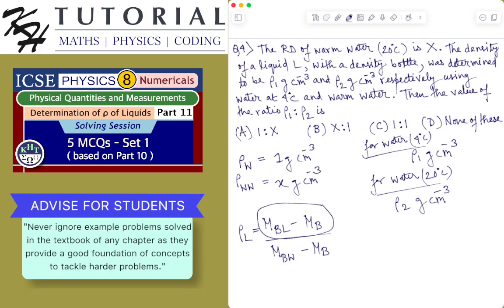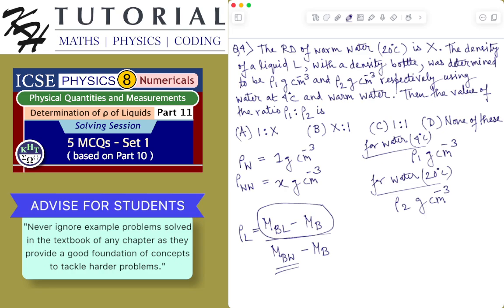Let's say in the first experiment we are using water at 4 degrees centigrade, and in the second experiment we are using water at 20 degrees centigrade. This part, MBL minus MB, will be same. The difference will come in the denominator, MBW minus MB. Actually, the difference will come in MBW, that is the mass of the density bottle along with the mass of the water, first time at 4 degrees centigrade and the second time at 20 degrees centigrade.